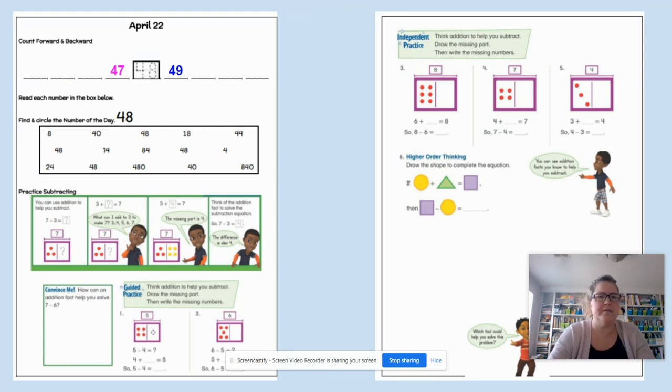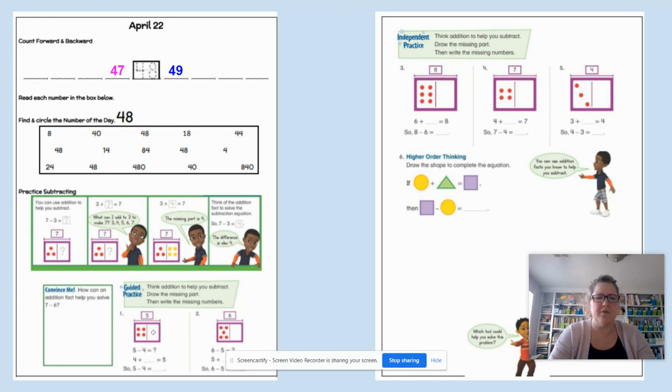The next box is trying to circle or color, you can color it too, the number 48 and see how many times you can find the number 48. It then wants you to practice subtraction. When you're practicing subtraction, remember you can also use addition. So for instance, if I know 3 plus 2 equals 5, then I also know 5 minus 3 equals 2, and 5 minus 2 equals 3. Because remember that number bond, it will go either way.